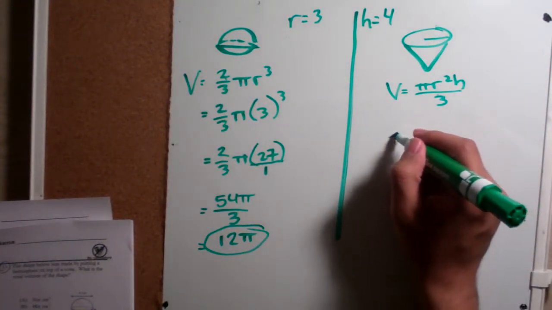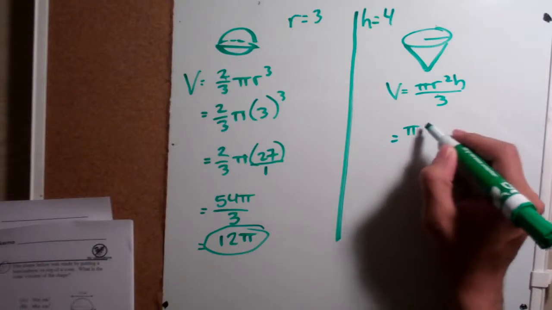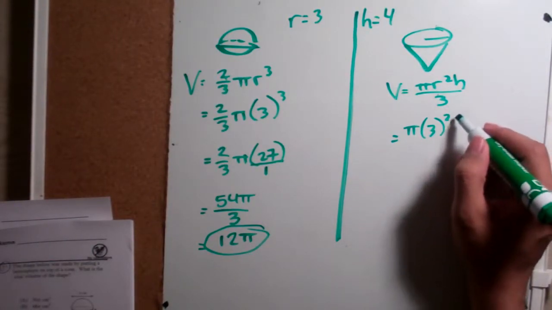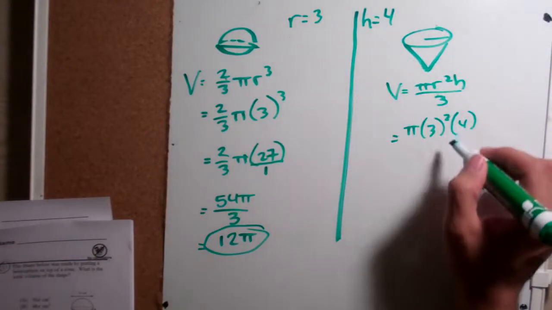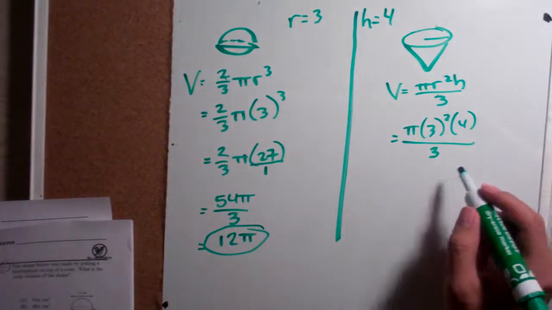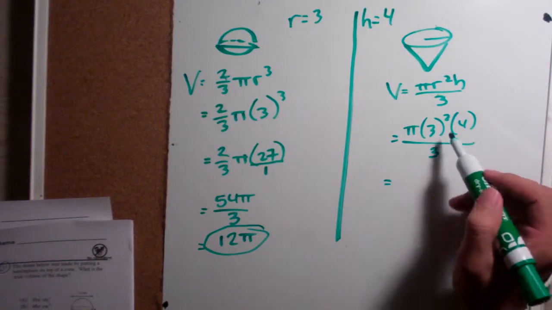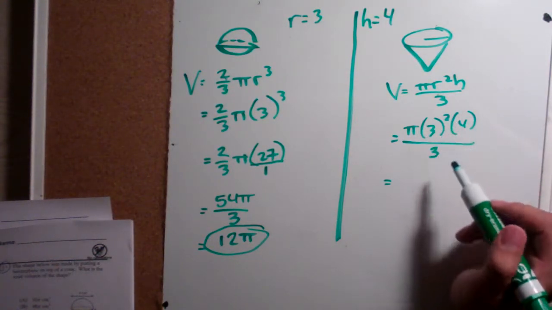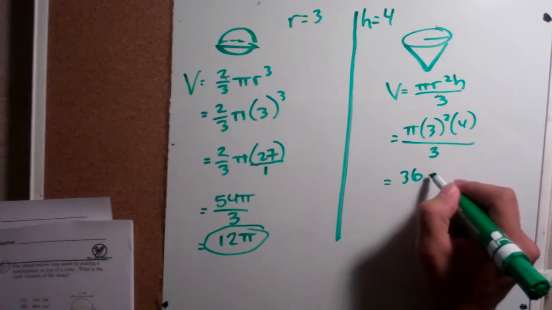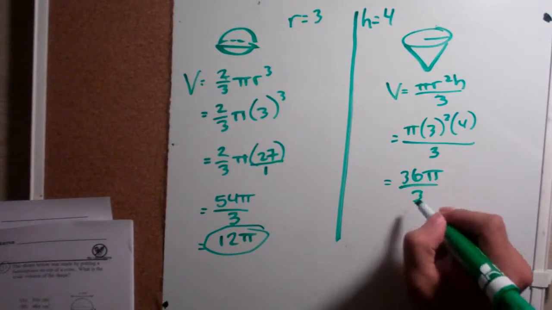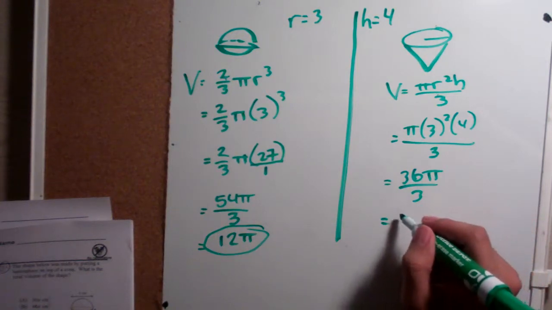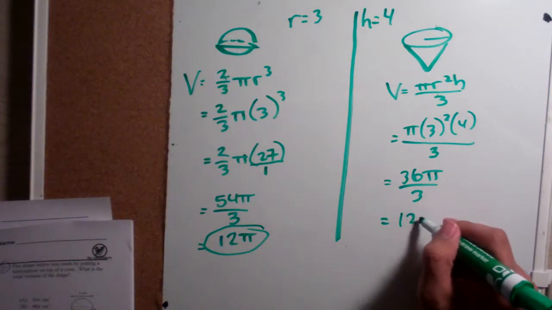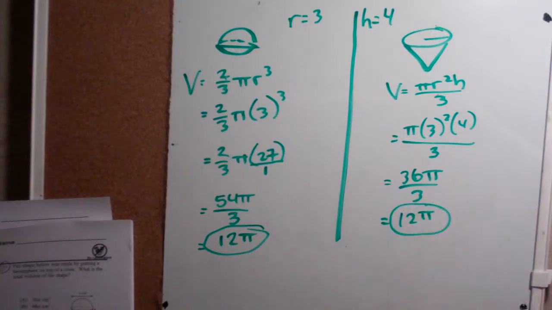All right, similarly, we're going to input what we know for this. So we're going to have pi. Our radius is 3, so radius squared. And our height, we're given that it's 4, right? Just writing it over here. And we're going to divide this result by 3. Okay. All right, let's simplify our numerator. So we're going to have 3 squared, well, that's 9. 9 times 4 is 36. So we're going to have 36 pi divided by 3. And 36 divided by 3 is 12 pi. And that's our answer for this.